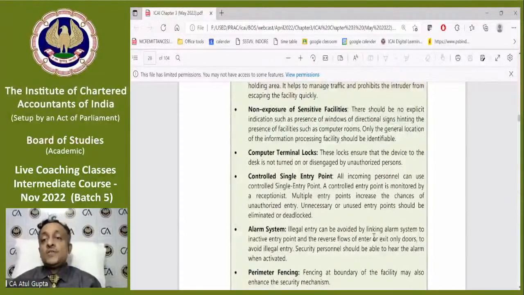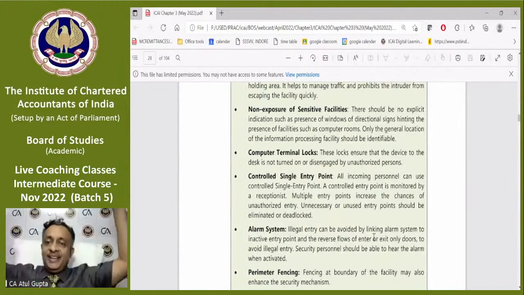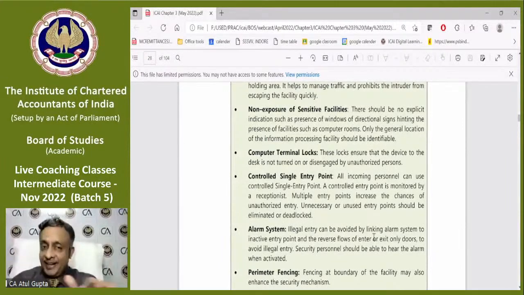Then non-exposure of sensitive facility. Yes, it is very important. Your sensitive facilities need to be kept secured. You must not advertise them. Okay, so this is my server room. So at the top of the building, you write this is server room building. So if an enemy has to drop a bomb, it drops on the top of the building. Never do it.